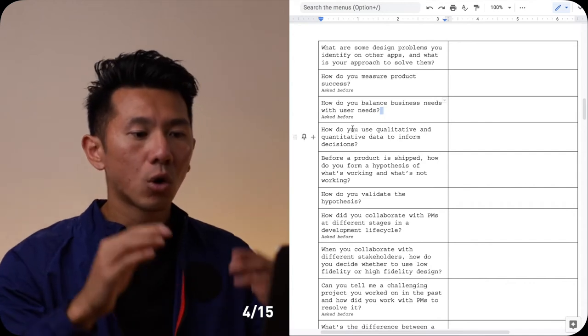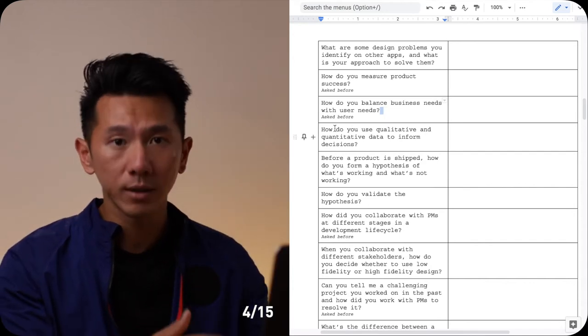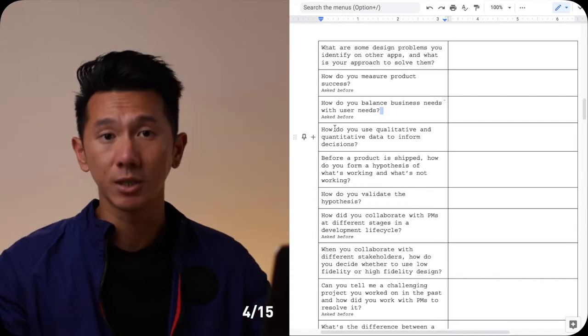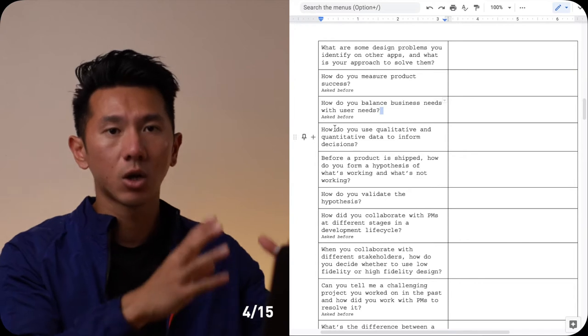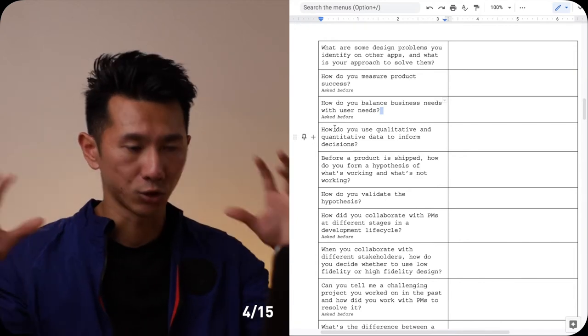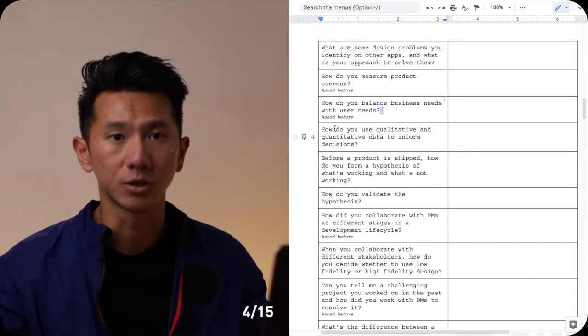Next, how do you use qualitative and quantitative data or metrics to inform your decisions? Again, PMs are very quantitative, designers qualitative, so balance it. Use both to make your design decisions, make your choices.